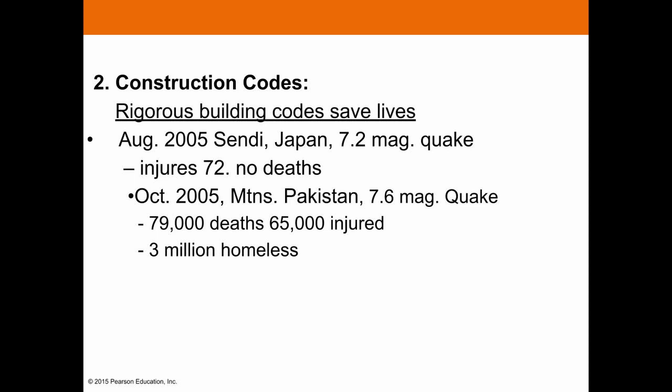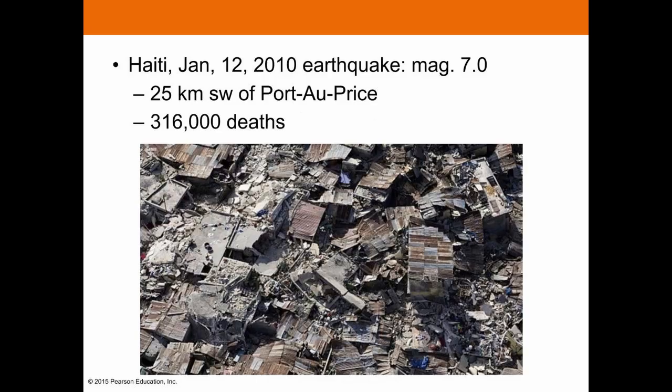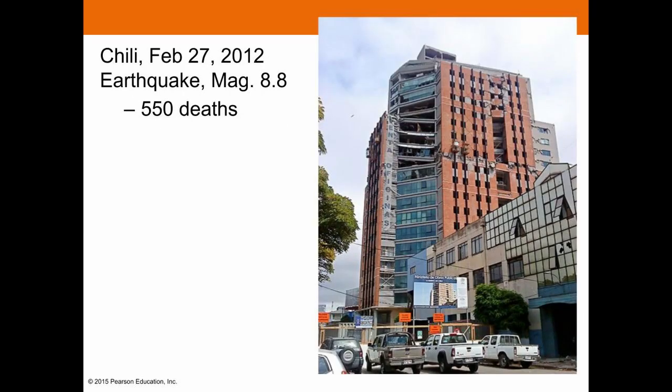Why is that difference? Well, maybe there's a building construction, how they build the buildings, what's required of the buildings to be erected, that can be attributed to this vast difference. Here we have a couple more examples. This is a total loss of infrastructure from a Haiti earthquake in 2010, a magnitude 7. 316,000 people died during this earthquake. Of course, you can compare this to a Chilean earthquake in 2012, an entire magnitude larger earthquake that had only 550 deaths.